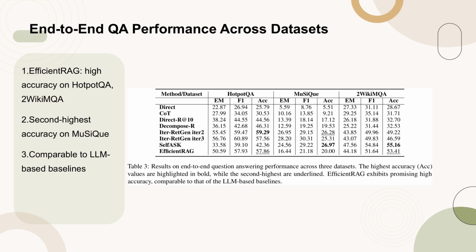Table 3 presents the end-to-end question answering performance across 3 datasets, highlighting the highest and second highest accuracy values. EfficientRAG shows promising high accuracy on HotPotQA and 2WikiMQA, achieving the second highest accuracy on music. These results indicate that EfficientRAG performs comparably to LLM-based baselines, demonstrating its effectiveness in multi-hop question answering tasks.